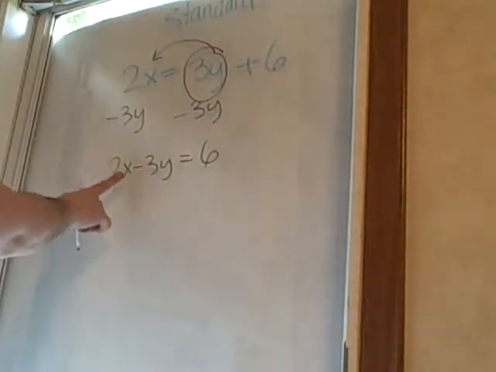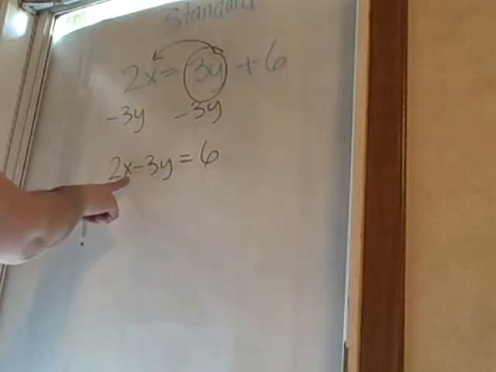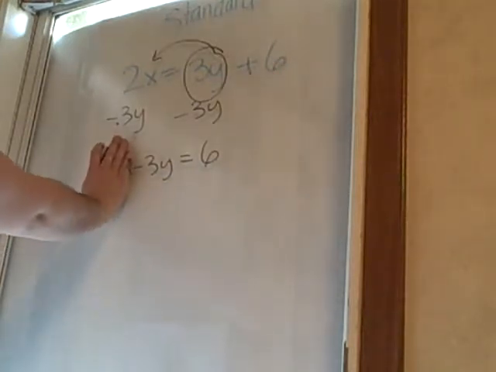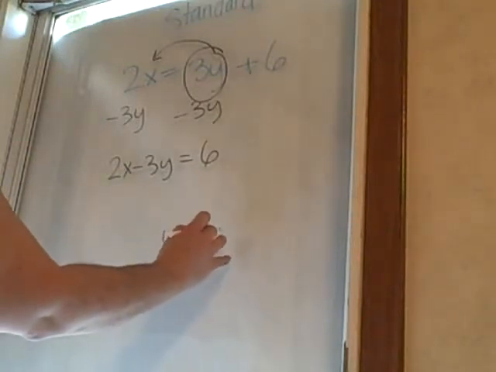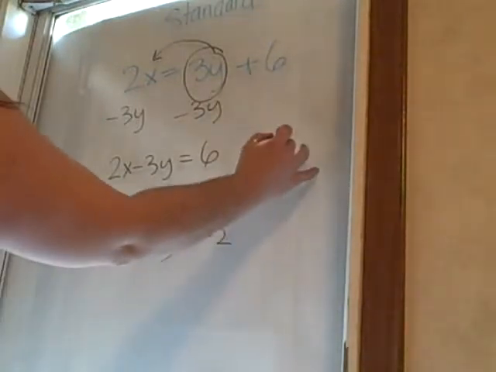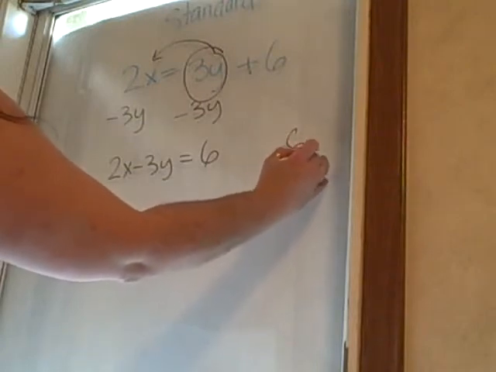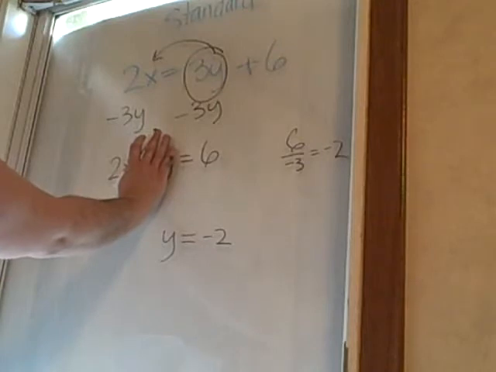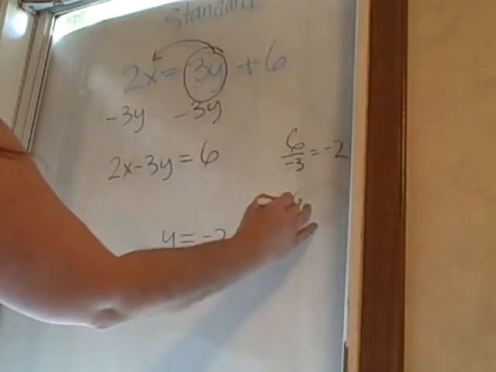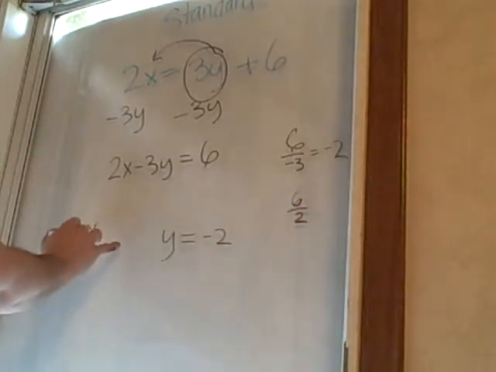Now I let x equal 0. When I let x equal 0, this term goes away. Can you use mental math to figure out what y is? Y is equal to negative 2. 6 divided by negative 3 is negative 2. Then cover up the y part. 2x equals 6. So then we go 6 divided by 2 to get x is equal to 3.